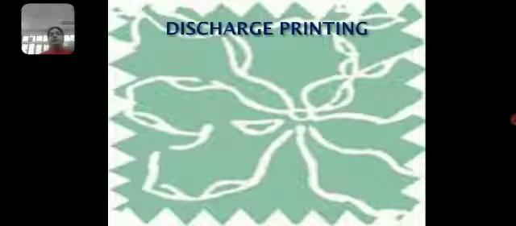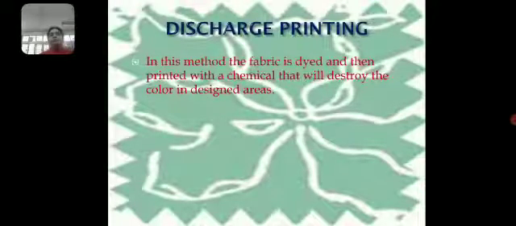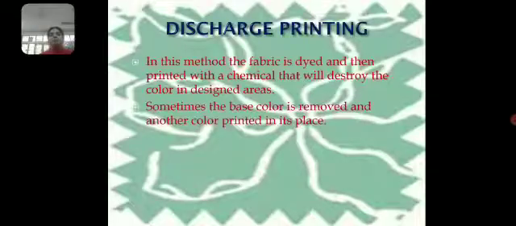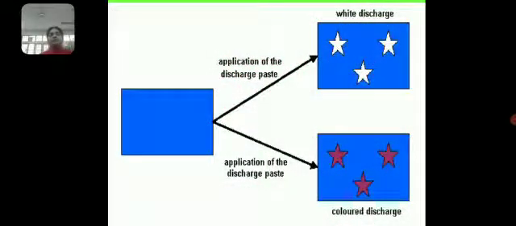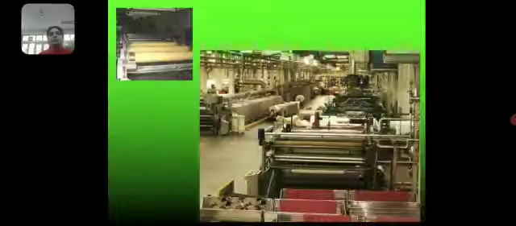Now discharge printing. In this method the fabric is dyed and then printed with a chemical that destroys the color in the designed areas. Sometimes the base color is removed and another color is printed in its place. We can see in this diagram the application of discharge paste and secondly the application of colored discharge. Now these are examples of discharge printing. This is the machine that is used for discharge printing.